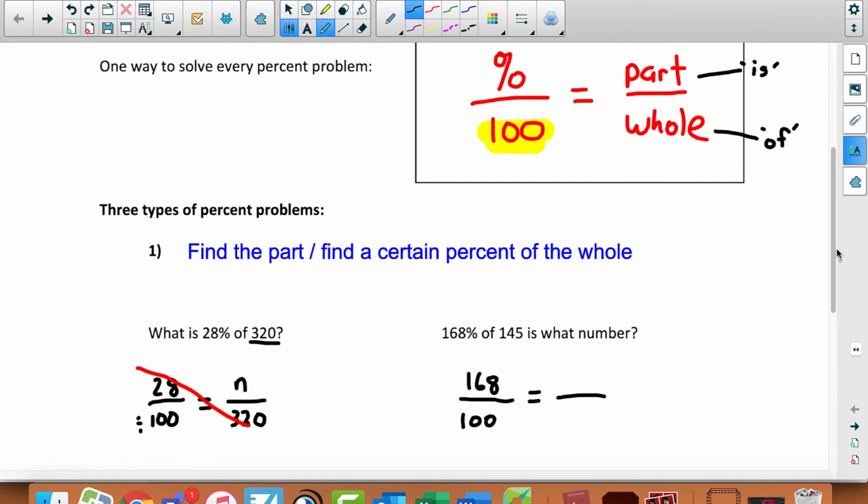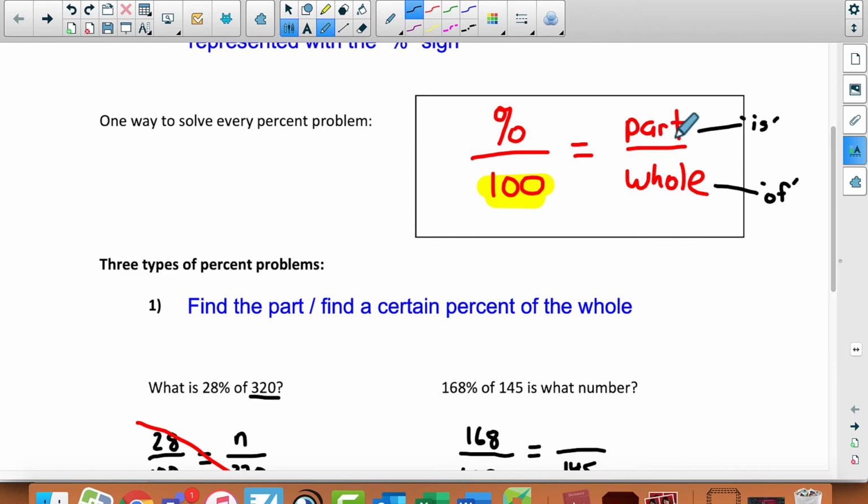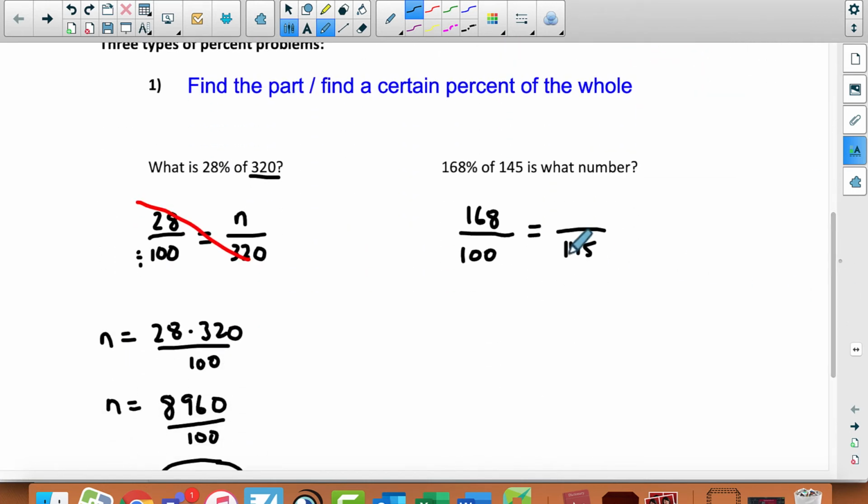This is the whole. Now, this is confusing to people because this is why I wish I could think of a different word besides part for this. Because what's confusing here is, look, it's 168%. If you're taking 168% of 145, would your answer be more than 145 or less? Well, 100% of 145 is 145. So 168% should be more than 145. Sometimes the part is more than the whole. I know that's confusing.